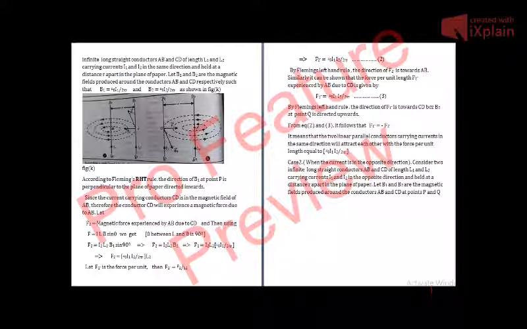So from equation 2 and 3, we see that F1 dash is equal to minus F2 dash. It means that the two linear parallel conductors carrying currents in the same direction will attract each other. AB will attract CD towards itself and CD will attract AB towards itself. So they will attract each other because the forces are equal and opposite, with the force per unit length equal to either F1 dash or F2 dash, that is mu naught I1 I2 upon 2 pi R.